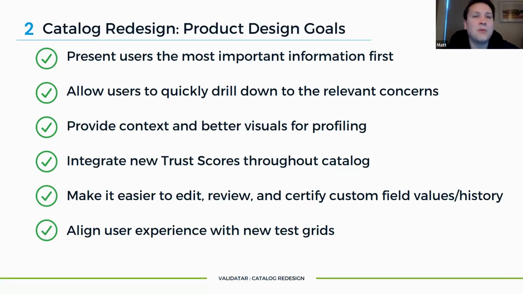And so as part of that, we're providing additional context, better visuals for the test execution, as well as profiling. We're integrating those trust scores throughout every place in the catalog, and we're making it easier to edit, review, certify, manage your custom fields and the history of those custom fields. And then the final step here is we are aligning this user experience with a new test grid approach. And so we'll dive into that in our third element, but you'll see how it goes as we go into the demo.